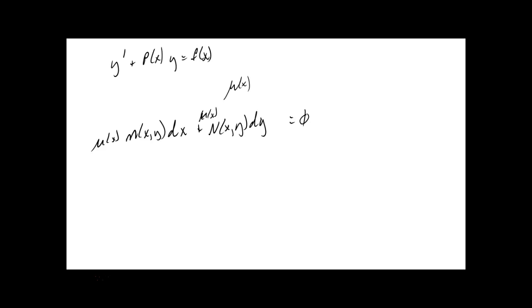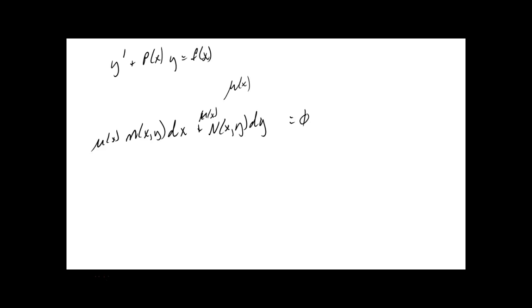So if you have a non-exact differential equation, see if you can come up with a mu of x that will work for you, okay? Now, what follows here is a bunch of mess, okay? Just like they always have these messes. And we come up with what the conditions are for this to work, okay?